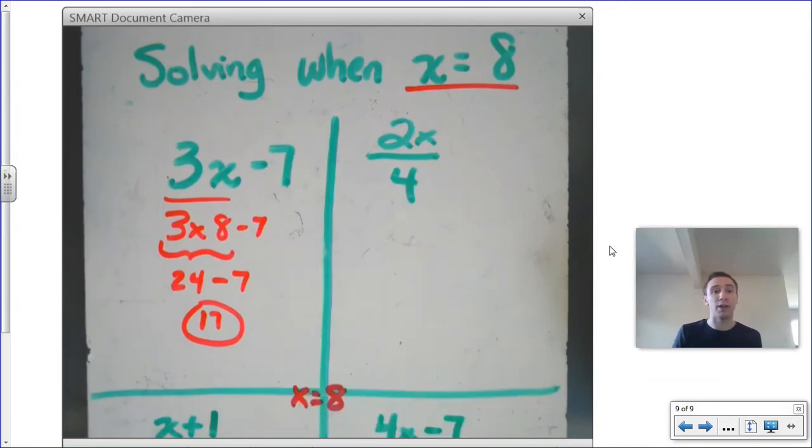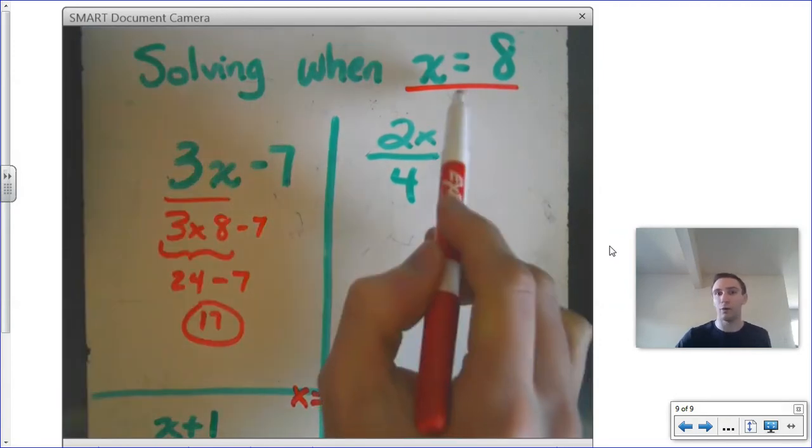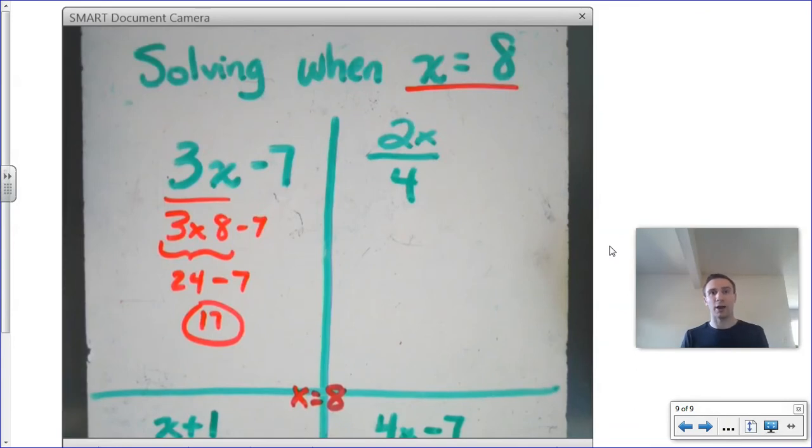Now, if x was equal to 9, could we have a different answer? You bet. We'd have 27 minus 7, yes, is 20. Okay, so it would be a much different problem. We're only evaluating, though, when x is equal to 8, because that's our directions.